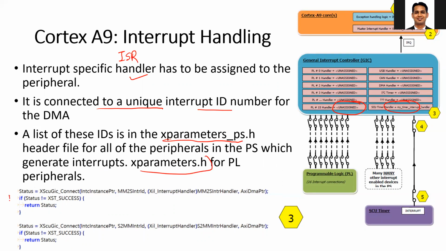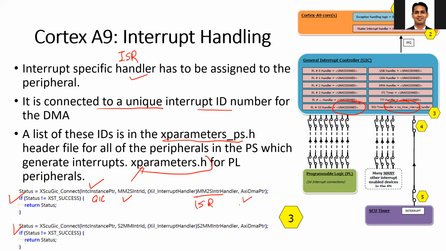Here, this is a very important thing. The previous two steps are independent of the number of interrupt sources, but this step should be repeated for every interrupt source. In our case, we have two interrupts. One is the MM2S interrupt, the second is the S2MM interrupt. So we will repeat this process. You can see that this is my GIC instance. This is the interrupt ID for MM2S. This is there in the xparameters.h file. Then this is my ISR, this function we need to write.